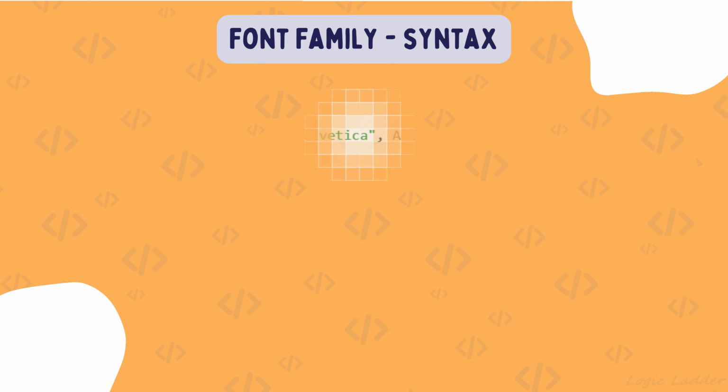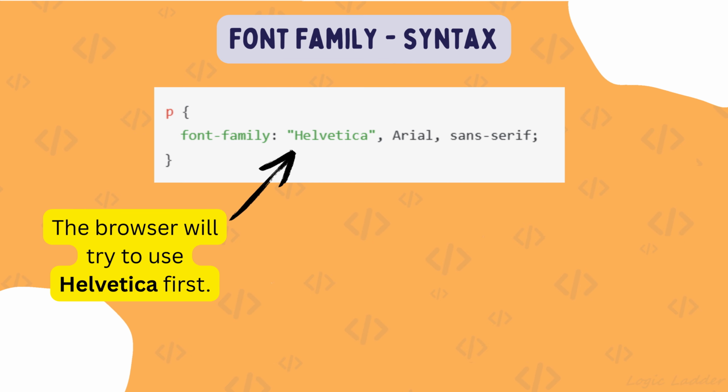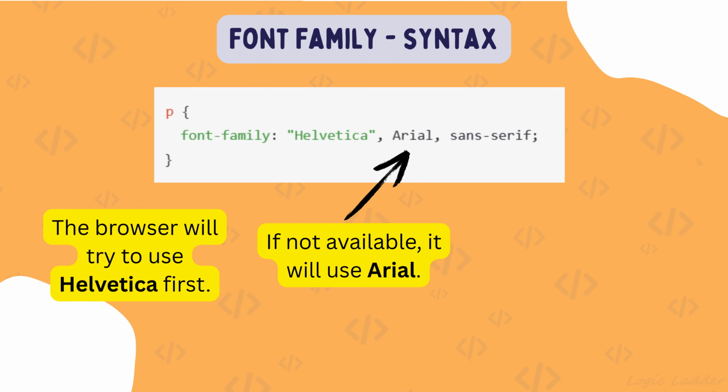The font family property is used to set the font of the text. We can specify a list of fonts in order of preference. If the browser doesn't have the first font, it moves to the next one. In this example, the browser will try to use Helvetica first. If not available, it will use Arial.